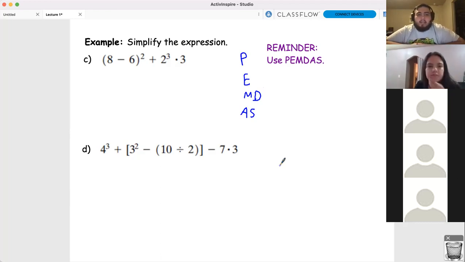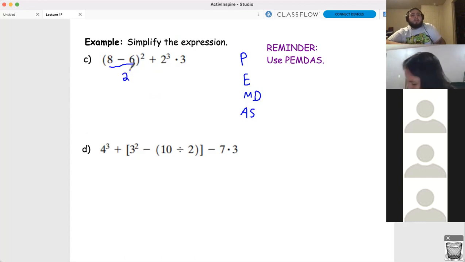So let's say I wasn't here. You had to do this example by yourself. What would you do first, guys? What's the first step of the order? The parentheses. What's inside the parentheses that we have to simplify? 8 minus 6, which is 2. So then we write 2 and bring down everything else. 2 squared plus 2 cubed times 3. Excellent.